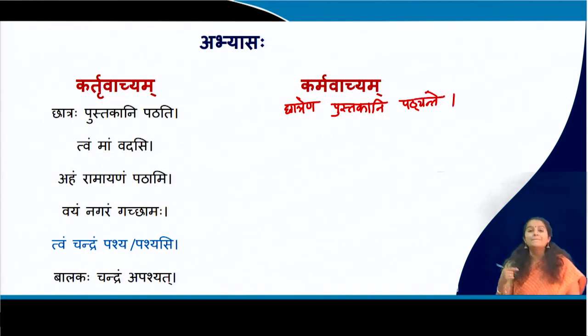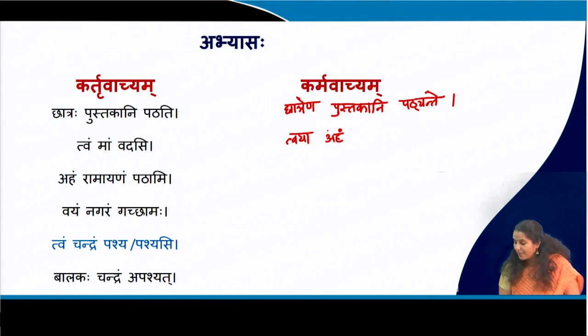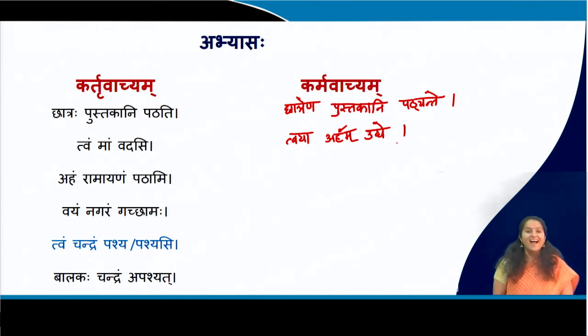Next one. Tvam Mam Vadasi. What happens then? Uttamam. Tritya will be Tvaya. Mam will become Aham. Uttamam. Tvaya Aham Udye. Now tell me, there has to be a small correction here. Uttamam. This will become a Mahalant there. So, Tvaya Aham Udye.